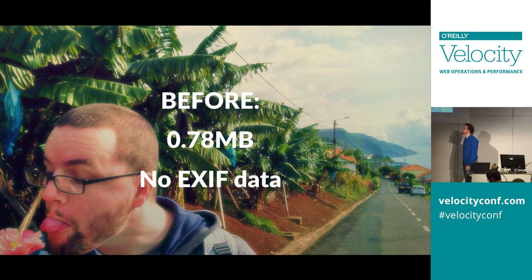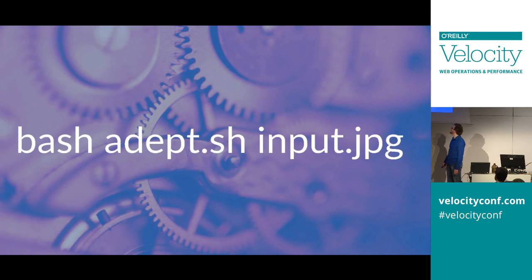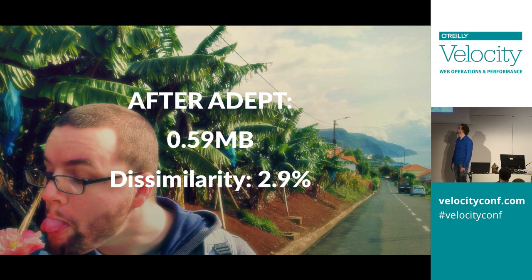I have 0.78 megabytes and no EXIF data. I ran it through Adapt, got that saliency map, and compressed adaptively this time. And I'm down to 0.59 megabytes. That's very, very decent. I mean, look at where WebP was. That's a very, very good compression. However, I pay a price, high dissimilarity. 2.9%. That means I have visible artifacts in here right now. That's bad, but that's something that can be fixed.